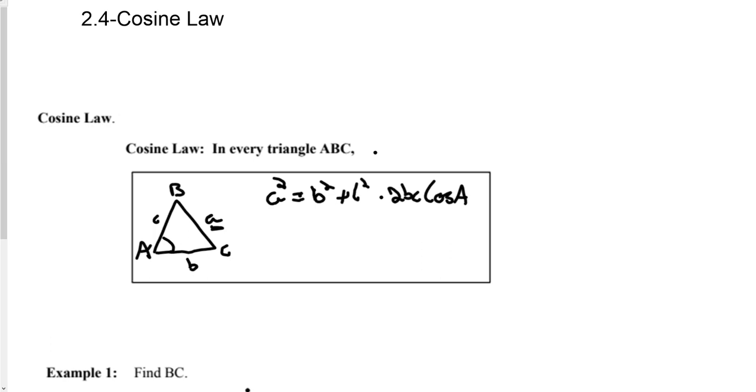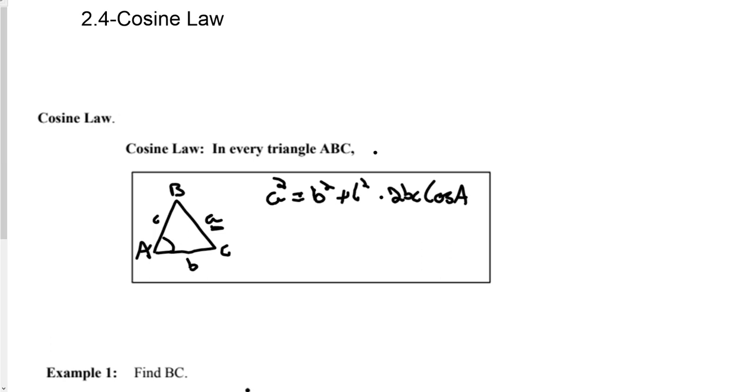Okay, so these letters are actually interchangeable. It could be c squared equals a squared plus b squared minus 2ab times cosine of C. All that matters is that you have the proper sides in and the right angle for cosine A. Or if we're looking for an angle, you would be solving for cosine A.